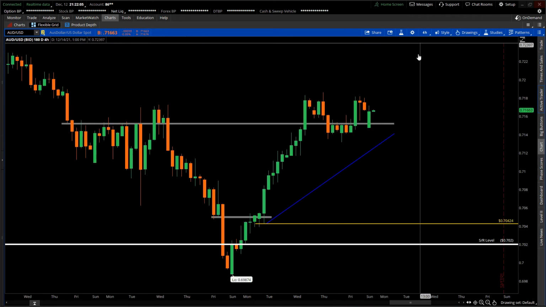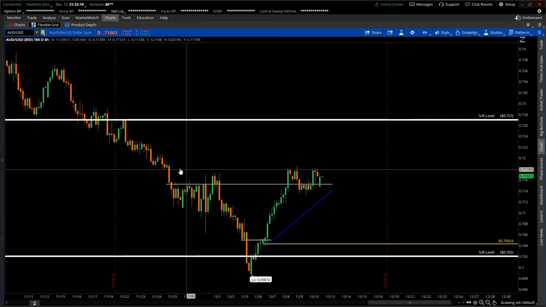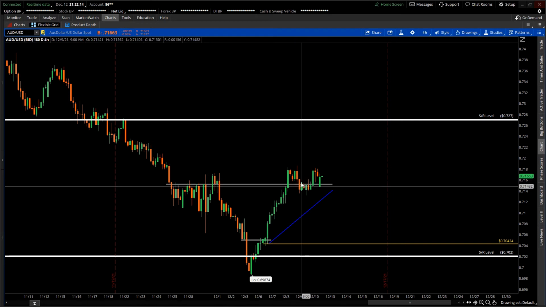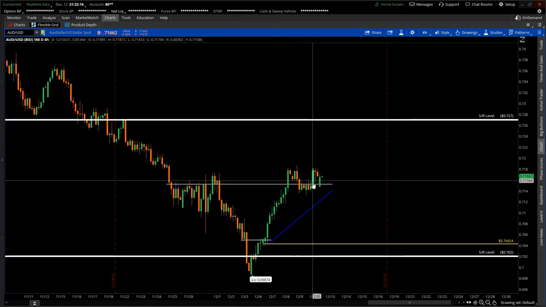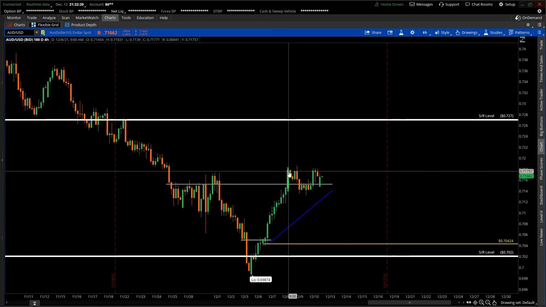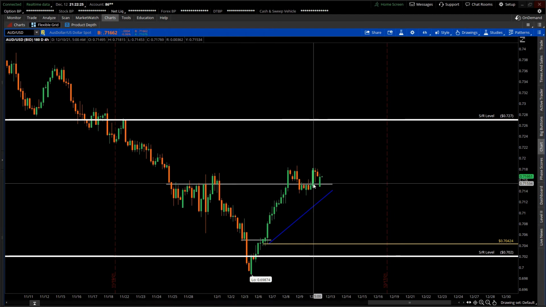Right here, again, this is the 4-hour time frame. If I back out a little bit, this is now what appears to be a consolidation period, because price has been ranging sideways pretty much since price reached above this level back on December 8th.